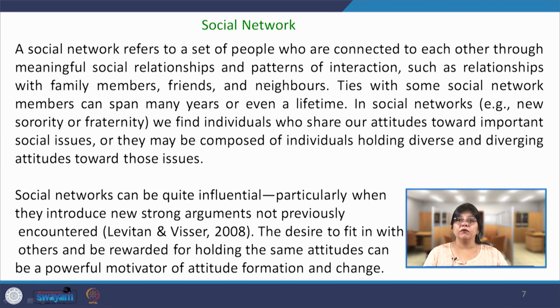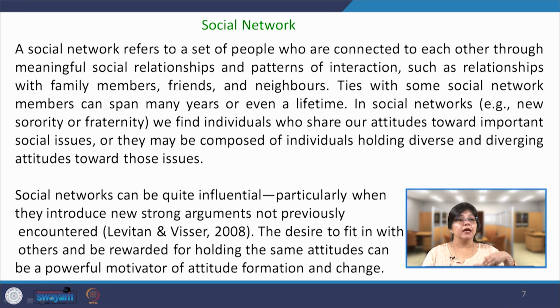In social networks such as a sorority or fraternity, meaning any strong group of females who are focusing only on one problem of society, or any fraternity group of people like a school, or any group of people who are just focusing on one issue to resolve or deal with, the group may be composed of individuals holding diverse and diverging attitudes towards those issues.